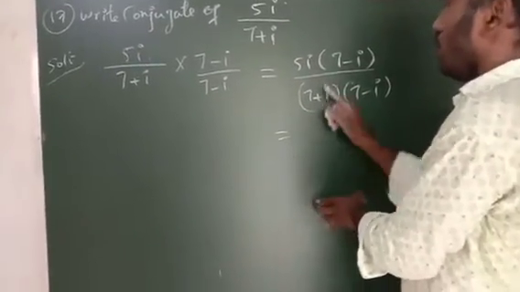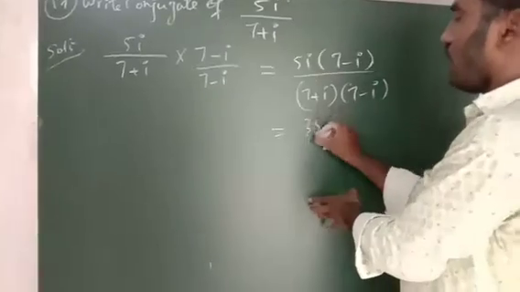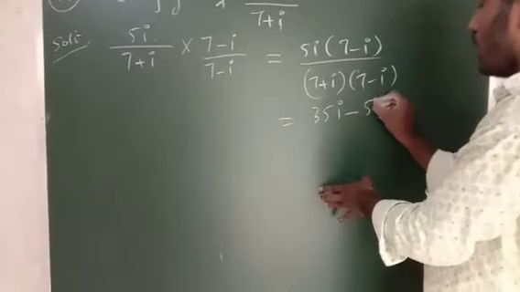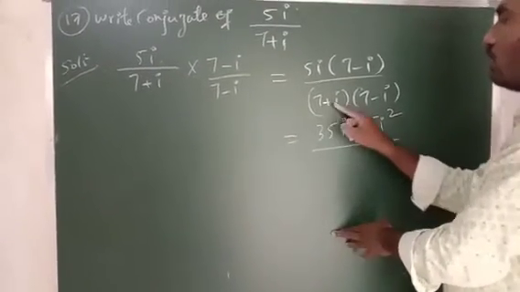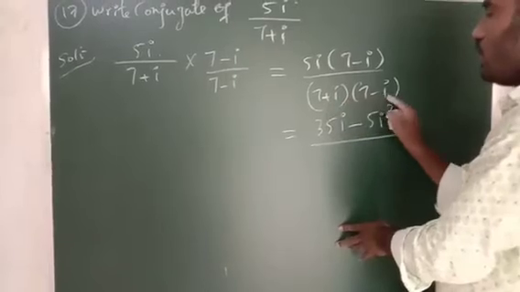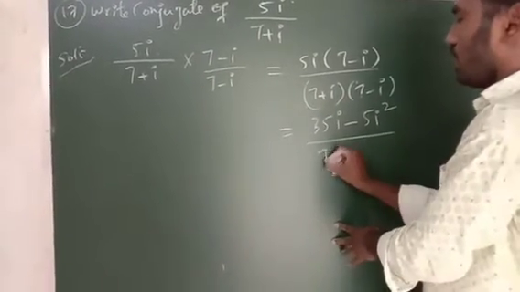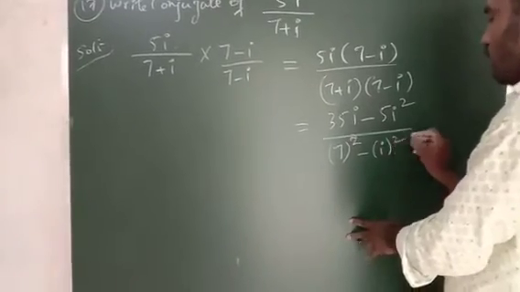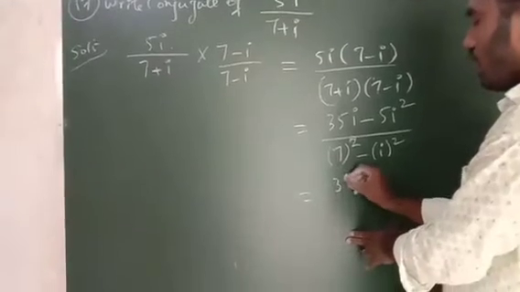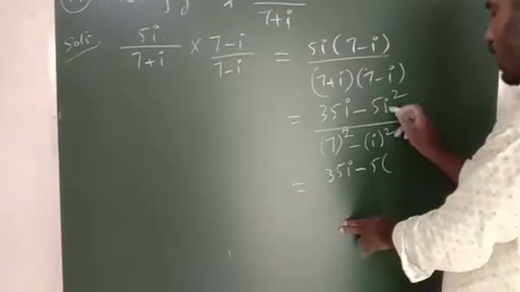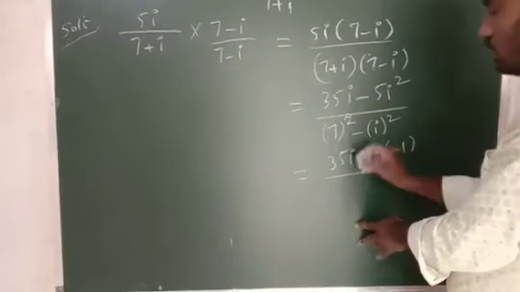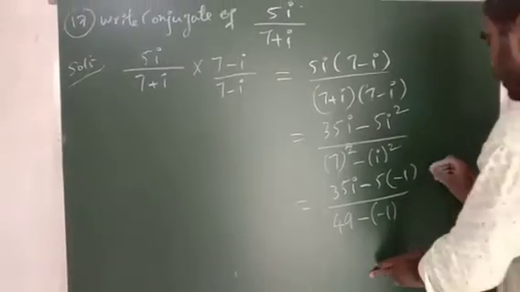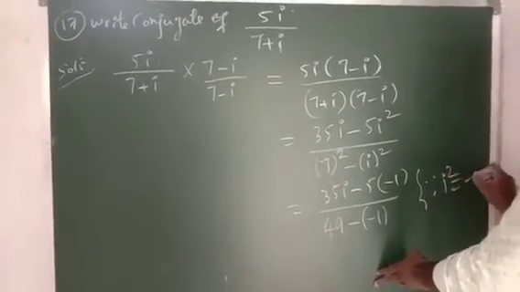This equals 5i into 7, that is 35i, minus 5i into i, which is 5i square, by 7 plus i into 7 minus i. That means a plus b into a minus b becomes a square minus b square, so 7 square minus i square. This is 35i minus 5 into i square, by 7 square which is 49, minus i square. The value of i square is minus 1.